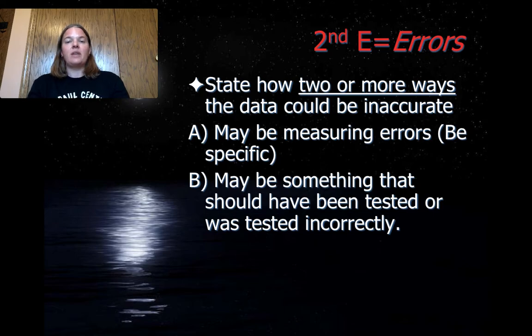Letter B says maybe something that should have been tested or was tested incorrectly. So if you'd like to test something different that wasn't available, or maybe this simulation didn't include certain variables like friction, you could reference them here. You just have to have a total of 2 things for the errors. They could be one from A and one from B, or both from the same category.